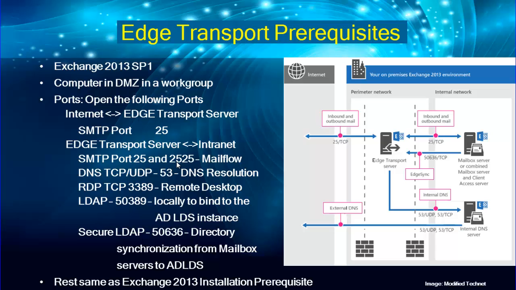Okay, so port 25, 25 comes into the picture when you have the client access server and mailbox server installed on one server. If you have both the roles installed on one server, both cannot use port 25 and have this functionality. So the client access server uses port 25 and the mailbox server uses port 25, 25.